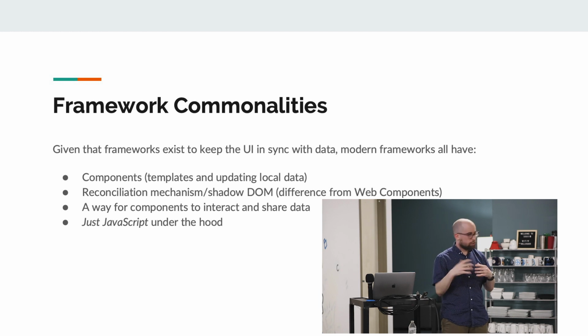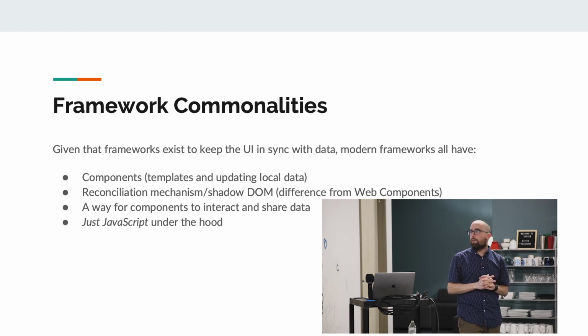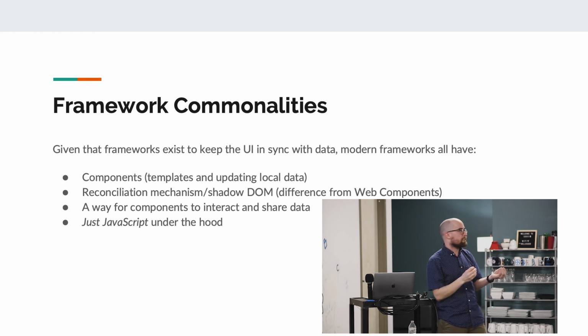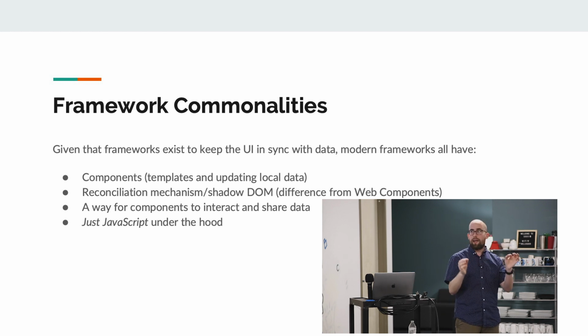So in React, this is Shadow DOM. It's called Shadow DOM in other frameworks, I think, as well. But that's really important. They have a way for components to interact. So in React, that's a unidirectional data flow, so it's all kind of going down. In Angular, you have this concept of emitters, so you can pass data up. But in every framework, there's a way for them to share data and talk to one another.